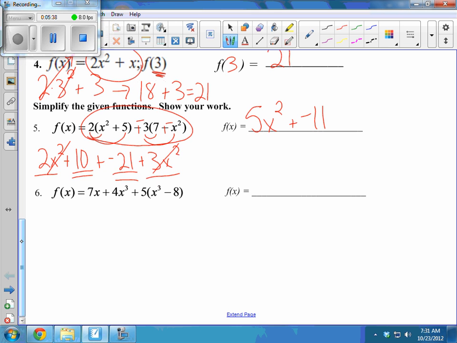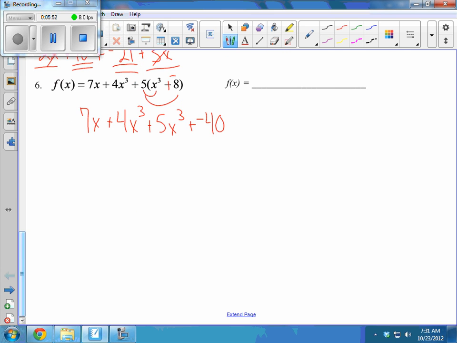So same idea on number 6. I'm going to add the opposite first. I'm going to distribute. And so as I rewrite what I have, when I distribute that 5 in, I get 5x cubed plus negative 40. And now I'm ready to combine my like terms.